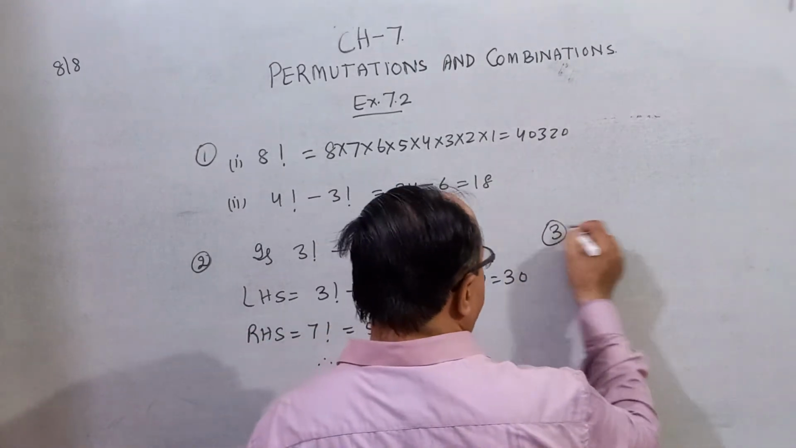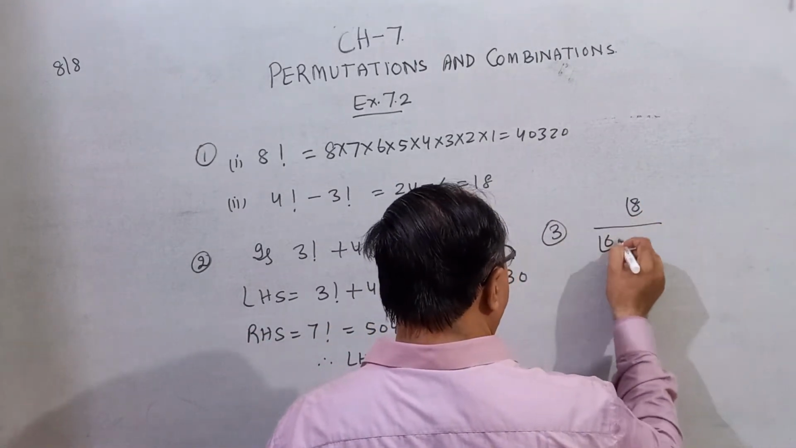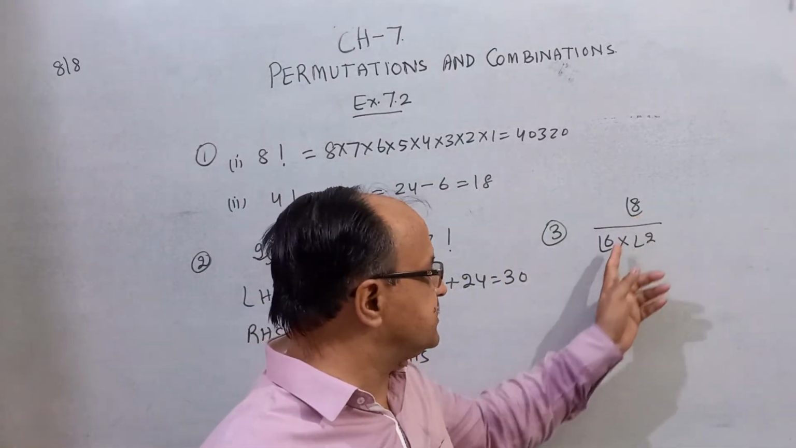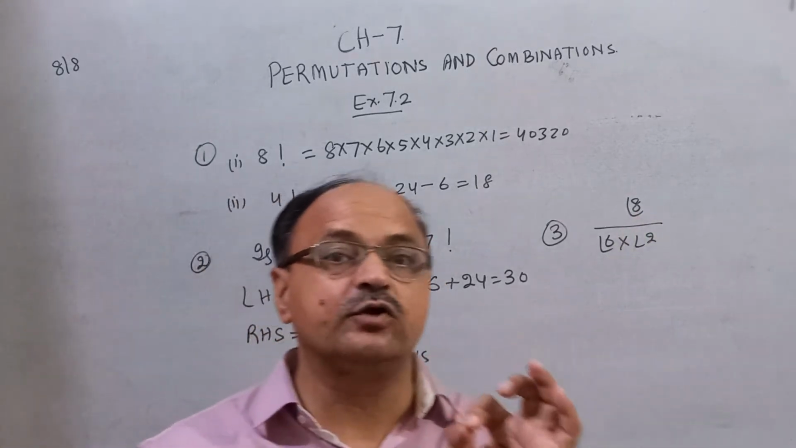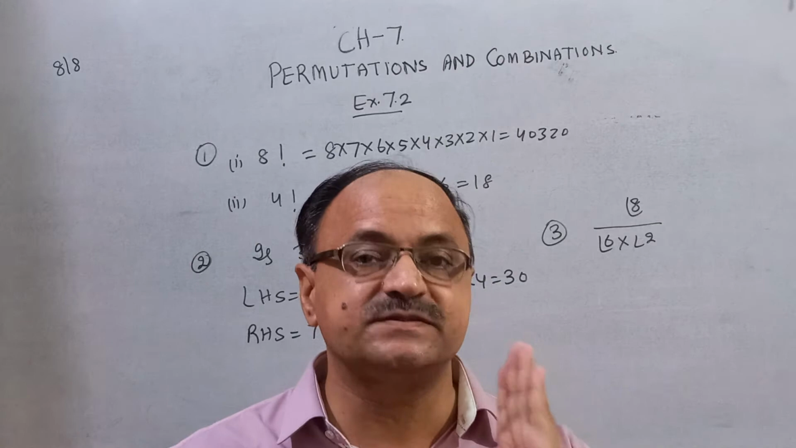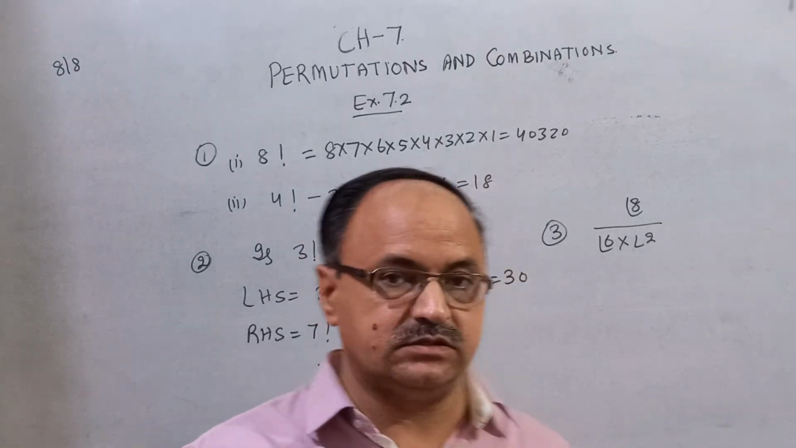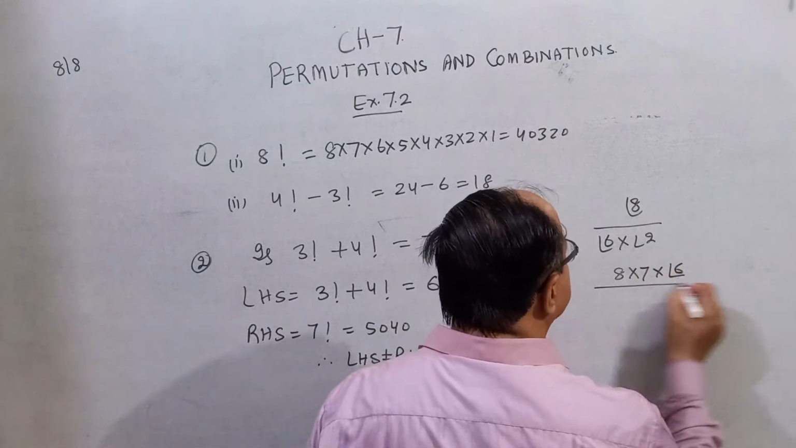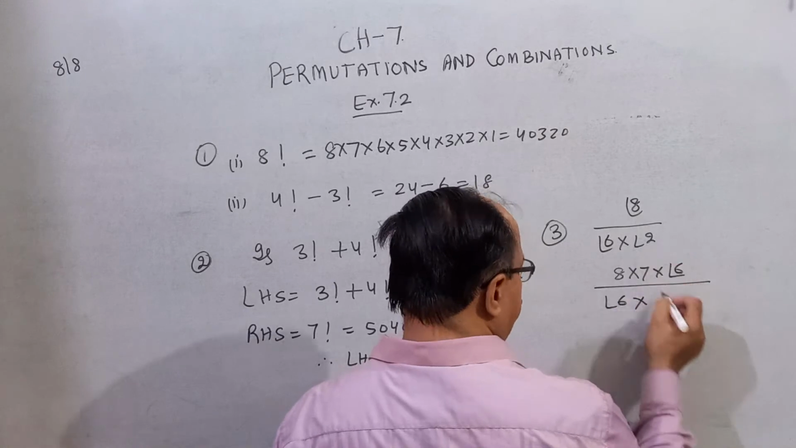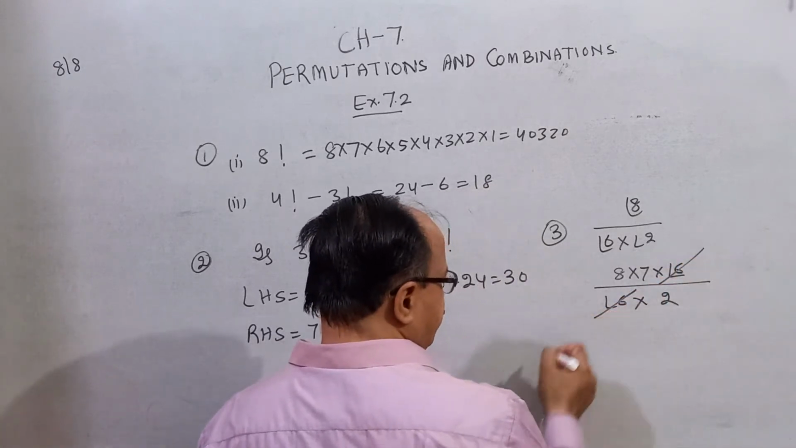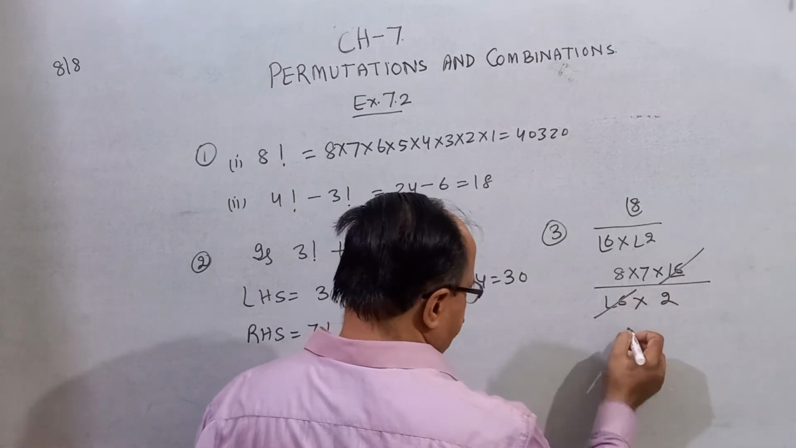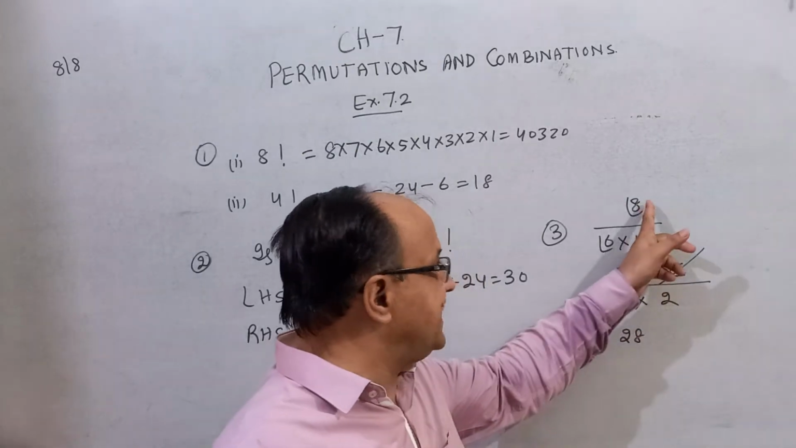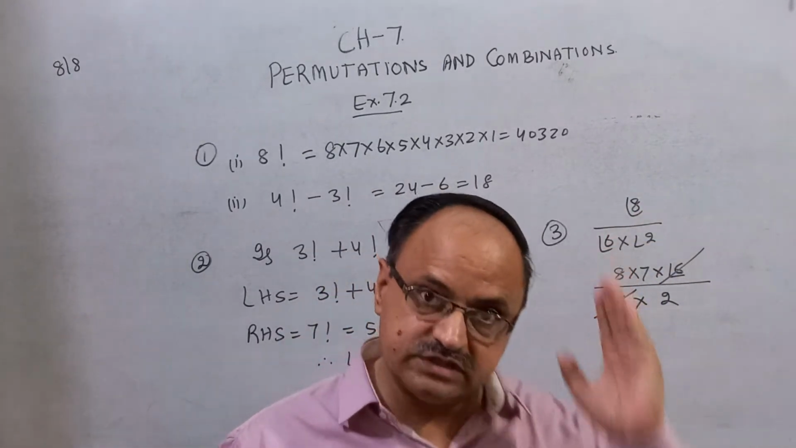Question number 3. 8 factorial by 6 factorial into 2 factorial. This is the main part: expand 8 factorial up to 6 factorial, because when you expand 8 factorial, then 6 factorial will be cancelled. You can write 8 into 7 into 6 factorial over 6 factorial into 2. The 6 factorial cancels. That is 56 by 2, that is 28. This is the main point: expand 8 factorial up to 6 factorial, because 6 factorial will cancel.